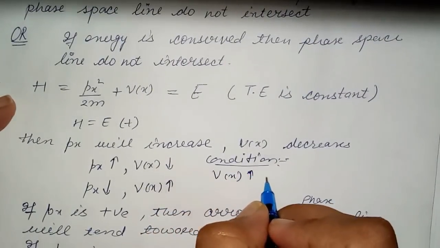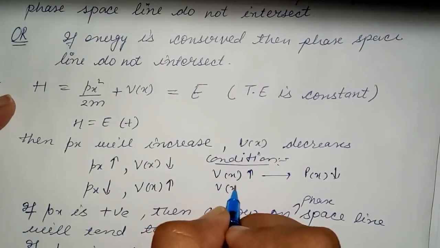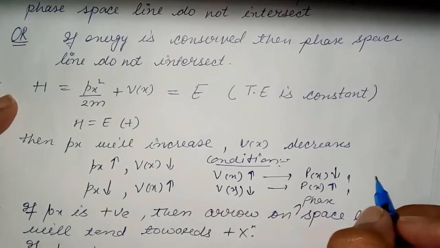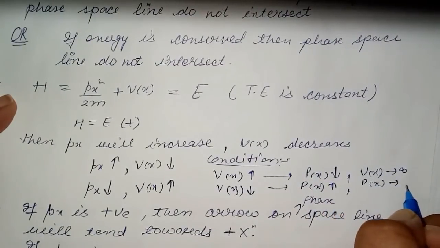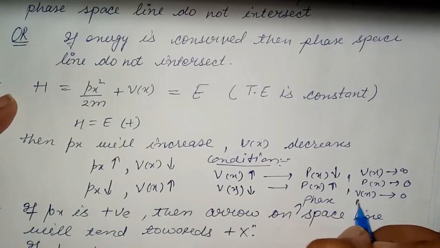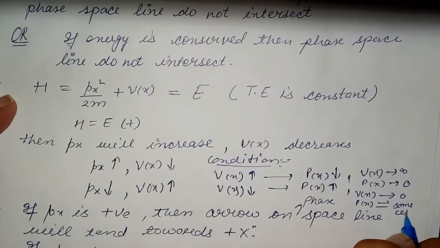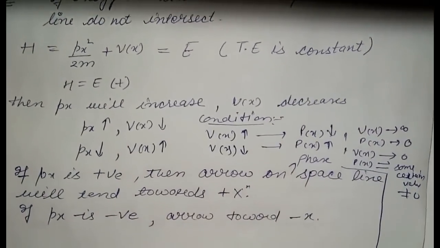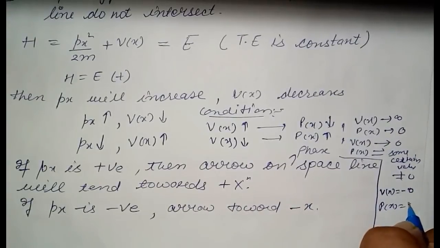If V(x) is increased, momentum is decreased, and if potential is decreased, momentum will increase. If V(x) tends to infinity, momentum will be 0, and if potential is 0, in that case momentum will not be 0 but it has some certain value that is not equal to 0. On the other hand, if potential is minus infinity, momentum will be infinity.